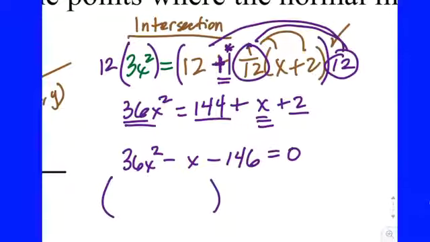Let's try to factor it. Right? These are the fun varieties, where the leading coefficient is not 1. Oh boy. We're looking for combinations of factors of 36 and 146 that add up to negative 1. Well, how many factors of 36 are there? Probably not that many, right? 1 and 36, 2 and 18, 3 and 12. Holy moly, there's a lot.